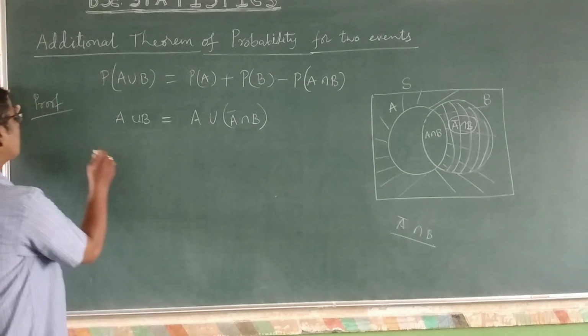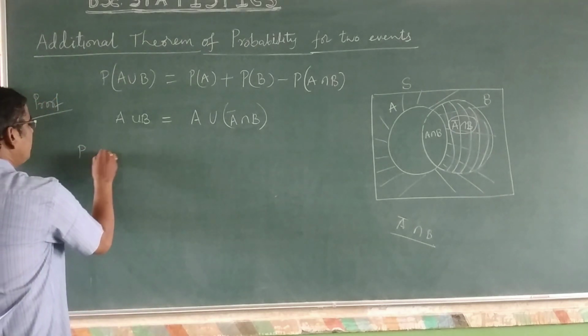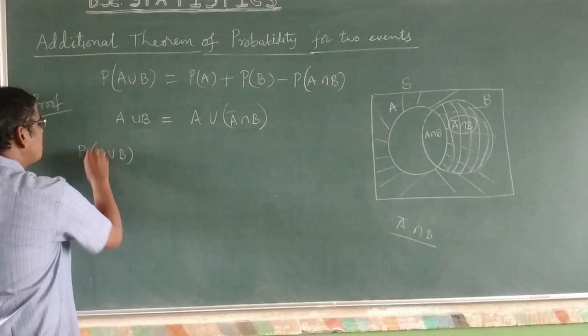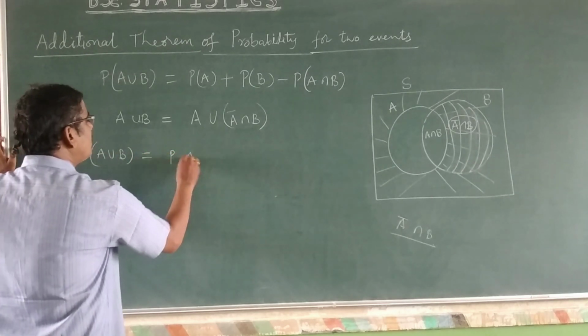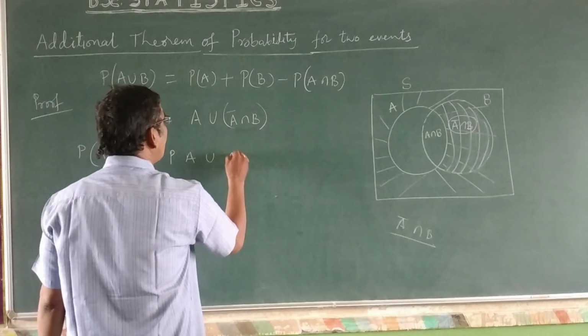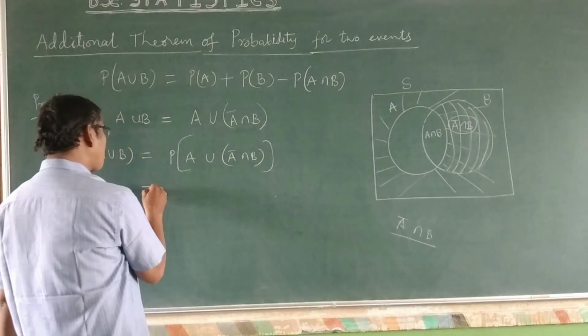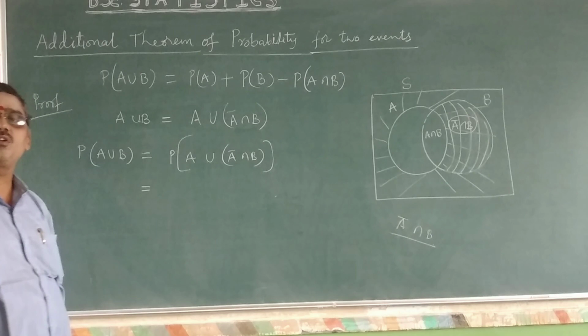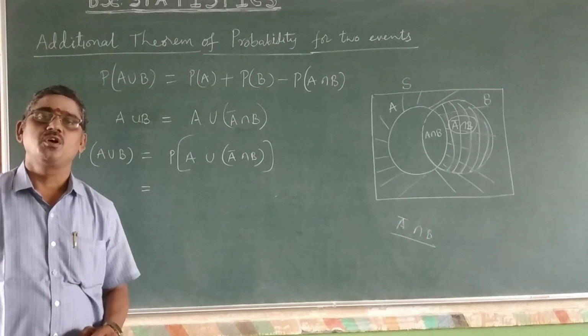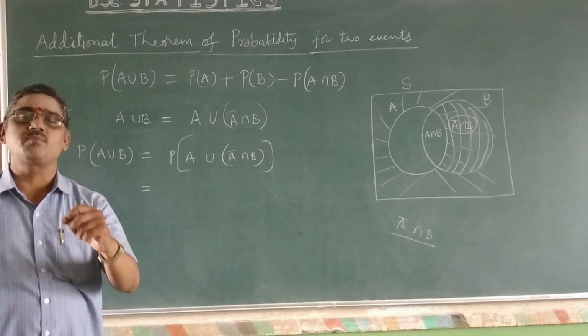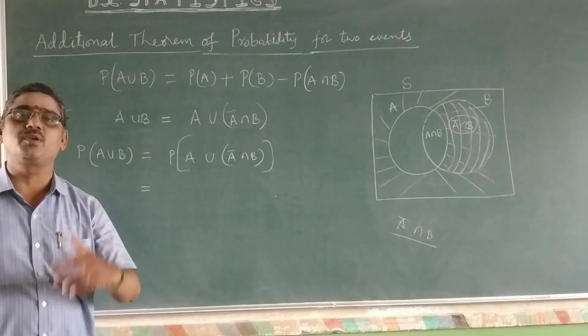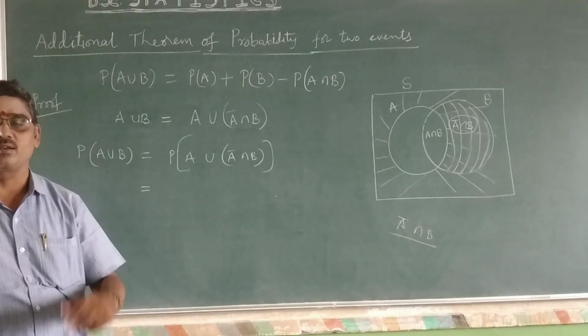Now I consider probabilities on both sides. Probability of A union B is equal to probability of A union A complement intersection B. By the property of probability, whenever you have two disjoint events, the probability of their union can be expressed as probability of A plus probability of B if they are disjoint.